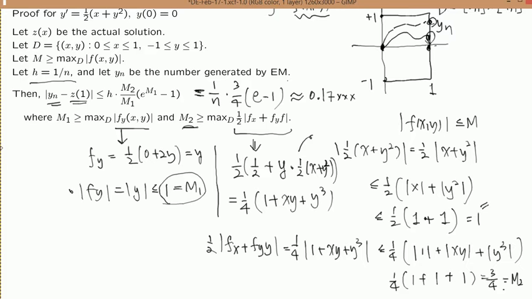Yes? Do you have a question? What is this number? That's the actual solution, right? Okay. That's the actual solution. And this is our Euler's method after you repeat it n times, if you divide it into n pieces.